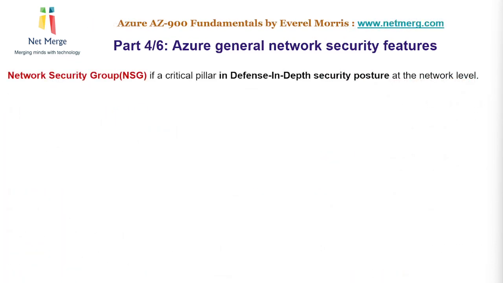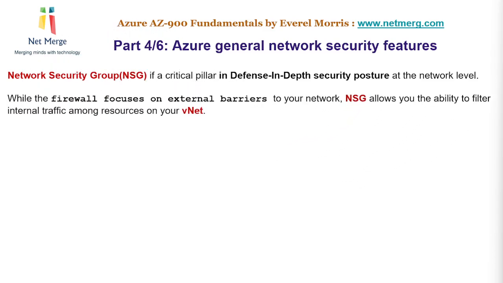Now let's talk about network security groups. I mentioned it briefly, NSG, and it is a critical pillar in the defense in-depth strategy or posture at the network level. So now we're talking about network security. We talked about the firewall, which protects the network at the front end. We're looking at something like a back end firewall in Azure. So while the firewall focuses on the external barrier or the front facing barrier to your network, NSG allows you the ability to filter internal traffic among your resources. So it is like an internal firewall in a sense, your NSG.